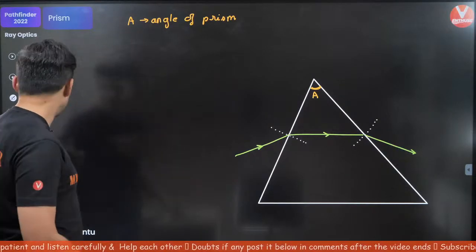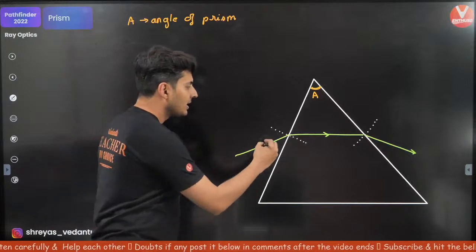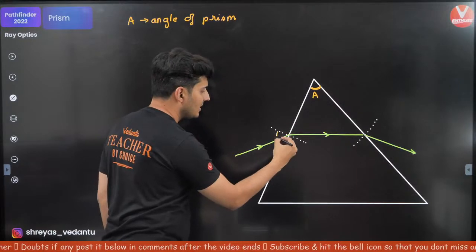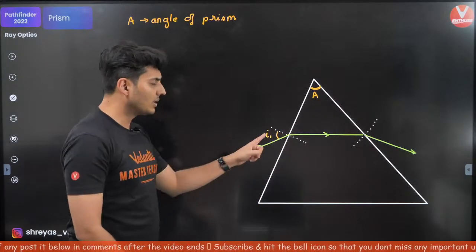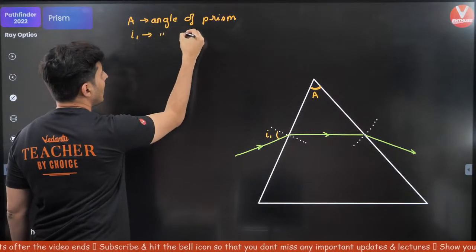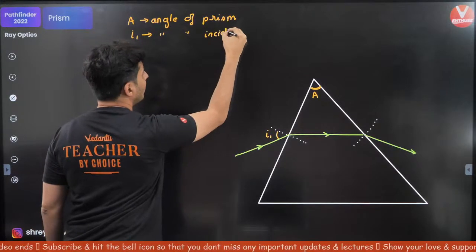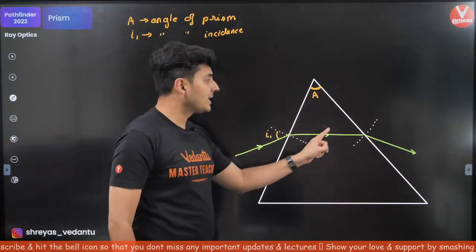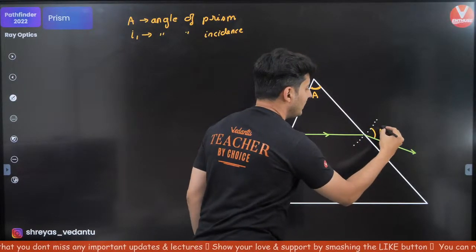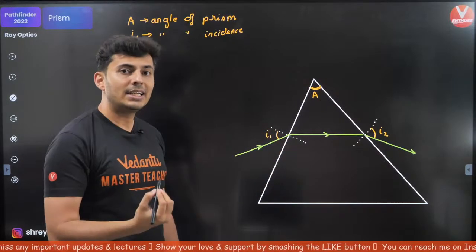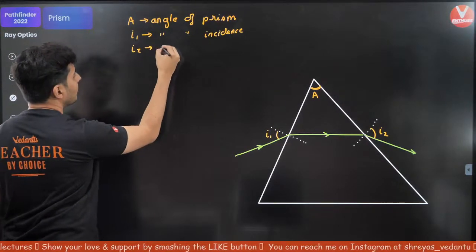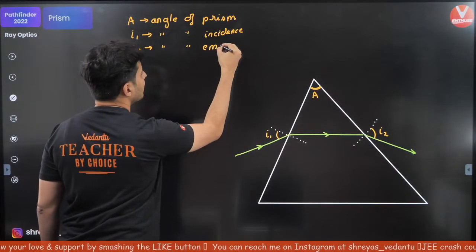Now let's start marking the angles like I mentioned before. First, the angle at which the light enters with respect to the normal on the first surface is usually labeled as I1. This I1 is often called the angle of incidence. The angle by which it comes out over here is often labeled as I2. Some books also label it as small e. That I2 or small e stands for the angle of emergence.